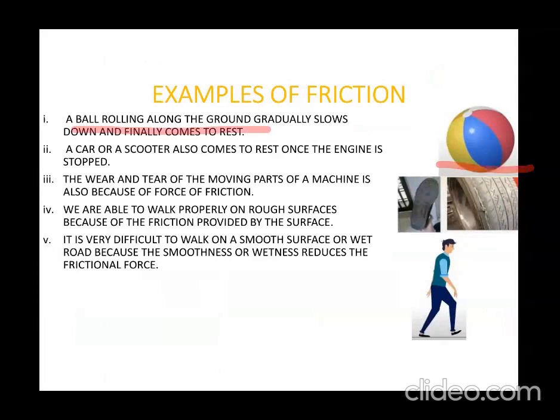Why? Because of friction, right? You might have seen that scooters or cars, when their engine is put off, come to rest, right? Then you know that there is wear and tear of the moving parts of a machine. Machines which are moving for a long time get torn off. It can be with your shoes, it can be with the tires. That is, they get worn off and then you have to replace them, right?